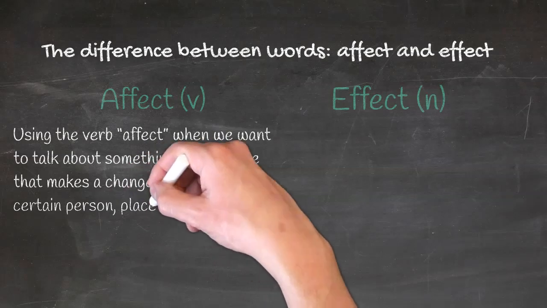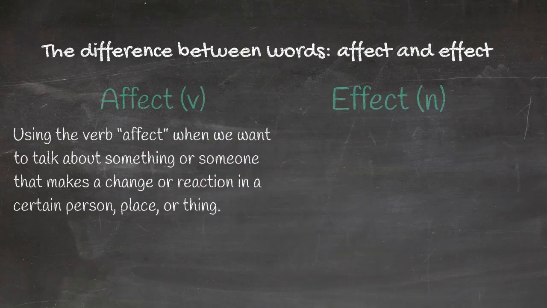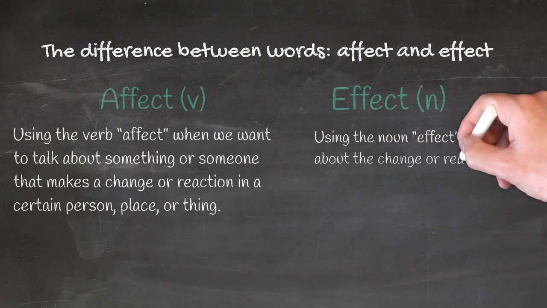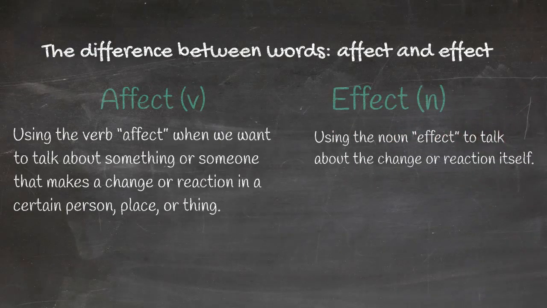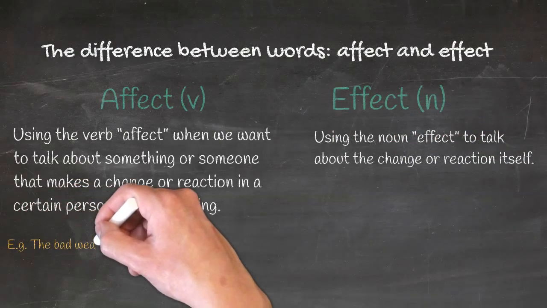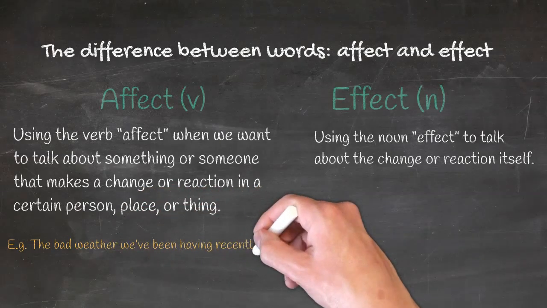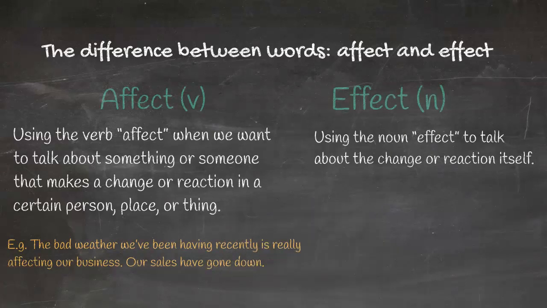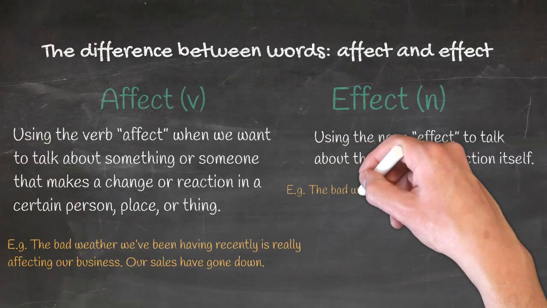Okay, we use the verb affect when we want to talk about something or somebody that makes a change or reaction in a certain person, place, or thing. And we use the noun effect to talk about the change or reaction itself. Now, let's have a look at these examples.